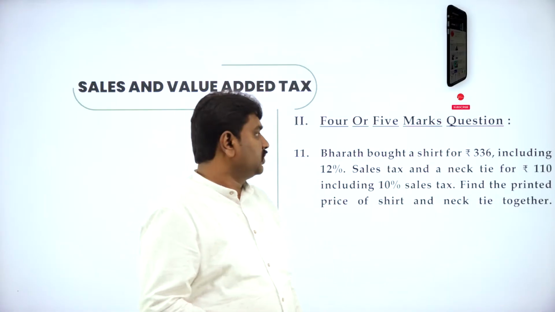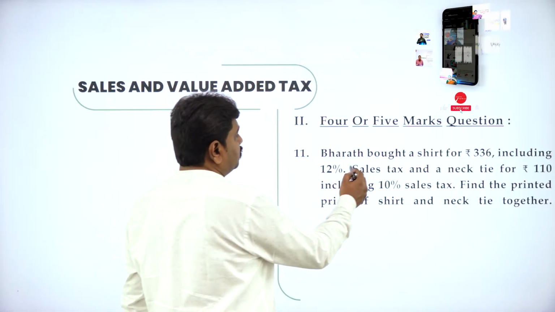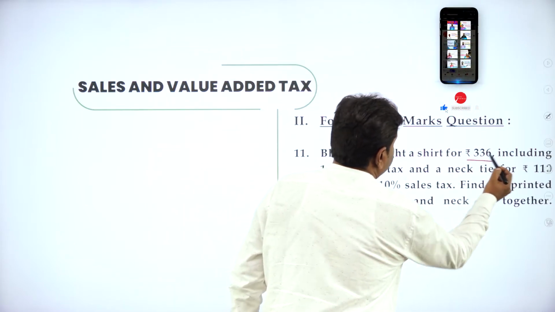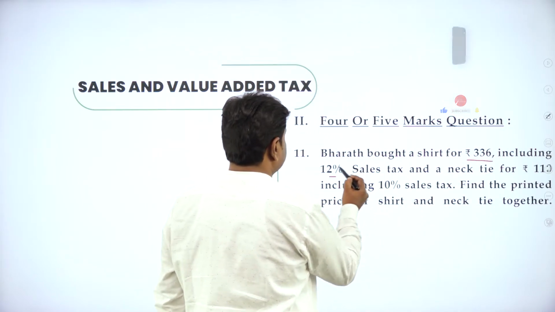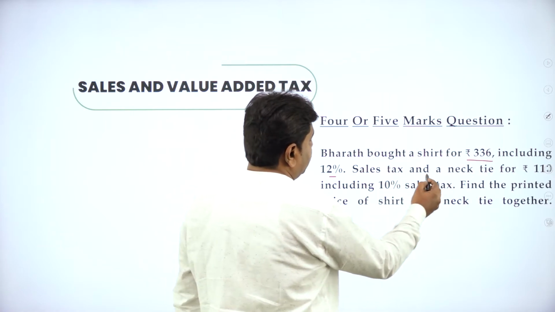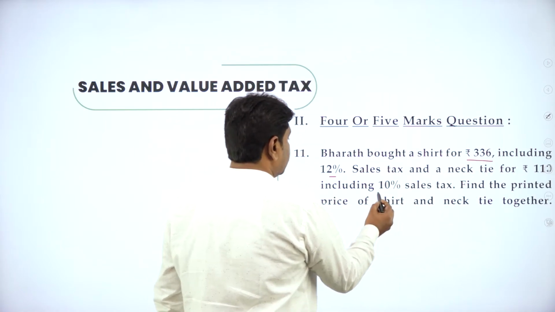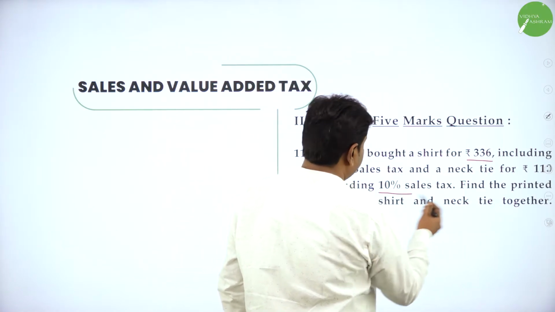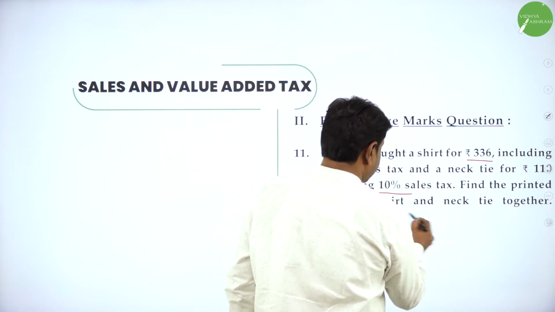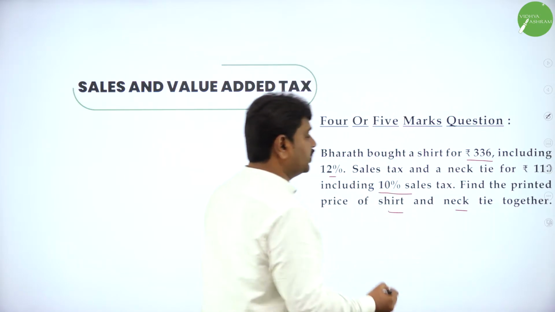Welcome to the session, dear students. Today we'll continue with the problems of sale tax. Bharat bought a shirt for rupees 336, including 12% sale tax, and a necktie for rupees 110, including 10% sale tax. Find the printed price of the shirt and necktie together.